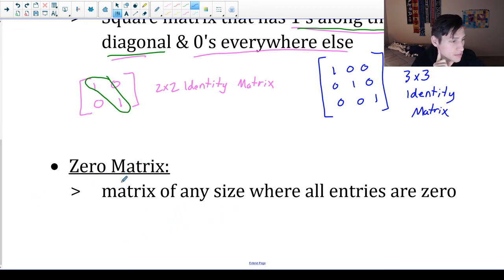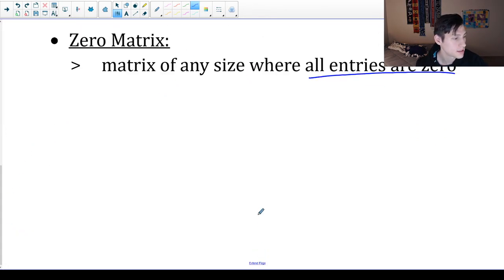A zero matrix is a matrix of any size, just where all entries are zero. Okay, that's pretty self-explanatory, so we don't need to worry too much about that. Any size, just all zeros.